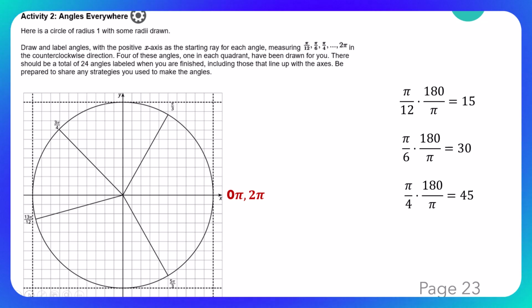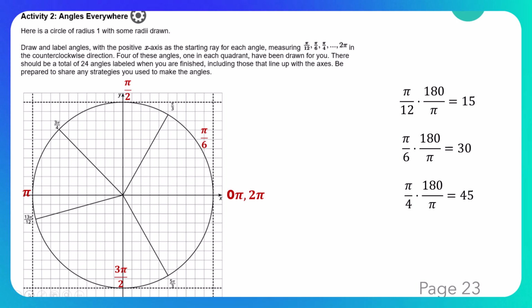If you go all the way around, we've gone around 2 pi. Halfway around the circle is 1 pi. A quarter of the way around the circle at 90 degrees is pi over 2. And 3/4 of the way around the circle is 3 pi over 2.